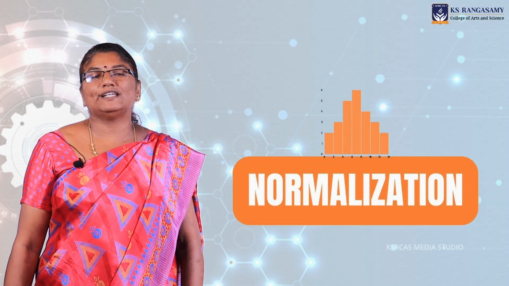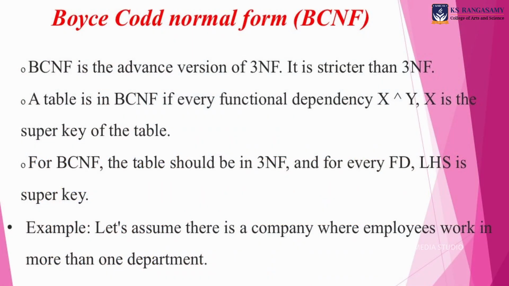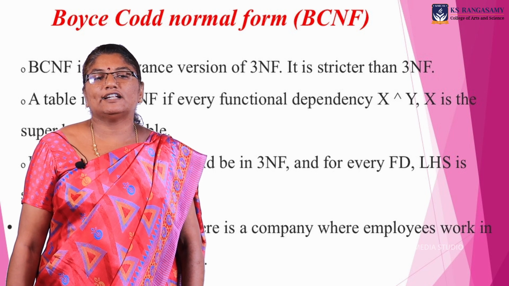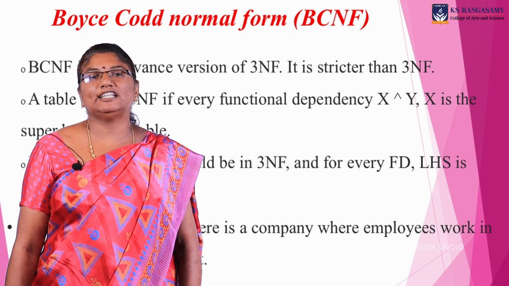Next we are going to see BCNF, that is Boyce-Codd normal form. BCNF is an advanced version of third normal form. It is stricter than third normal form. In BCNF, the table should be in 3NF.